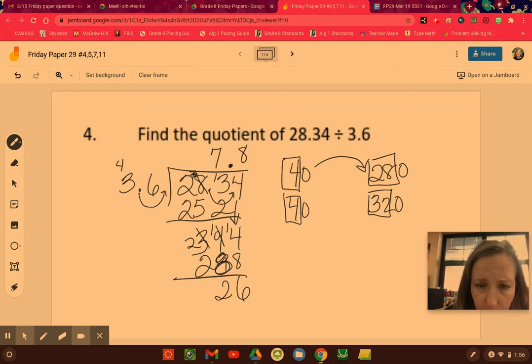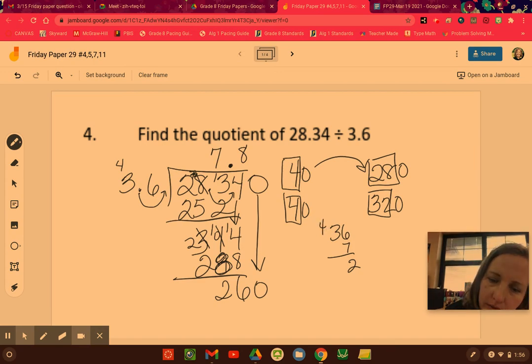So we can annex a 0. You remember what that means. Annex a 0, bring it down. And I know that 36 times 8 is 288, and that's too big, right? So I could try 7. And so 36 times 7, where did I do that already? Right up here, right? That's how I got my 7. So let's go 7, 252.